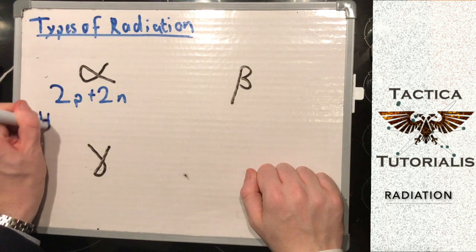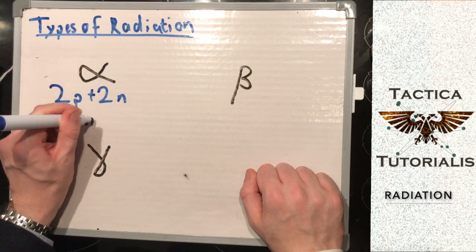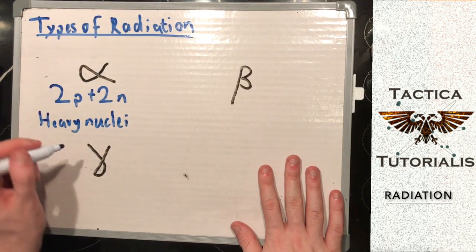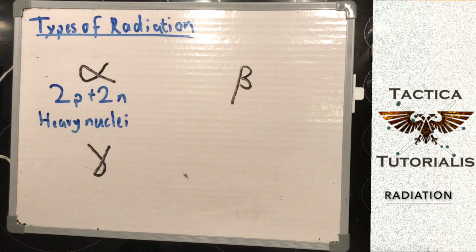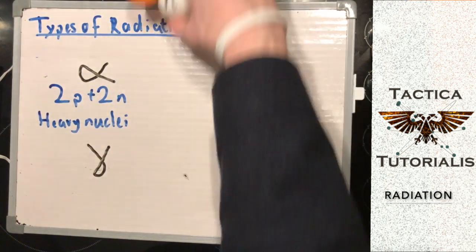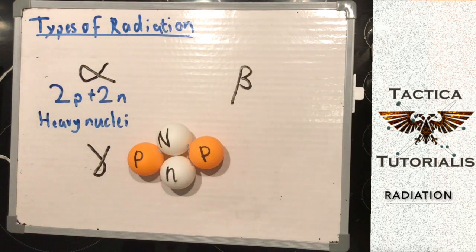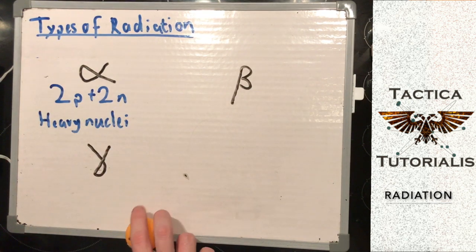So when you have very heavy nuclei, they are unstable. And what that means is that at some point, at random, they will fall apart. And when they fall apart, they sometimes release, actually very often they release, these alpha particles as a way to lose mass and therefore get more stable on the sort of energy scale, which is something you meet at A-level physics. Now, beta radiation is a little bit different.